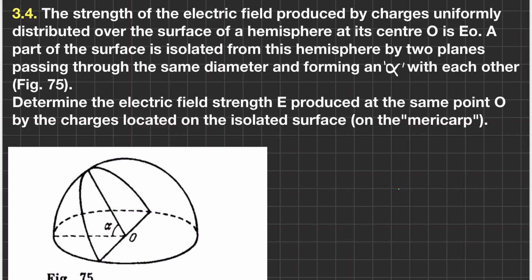So guys, the question says that the strength of the electric field produced by the charges uniformly distributed over the surface of a hemisphere at the center O is E naught. A part of the surface is isolated from the hemisphere by two planes passing through the same diameter and forming an angle alpha with each other. Determine the electric field strength E produced at the same point O by the charges located on the isolated surface, basically on the Merry-Karp.